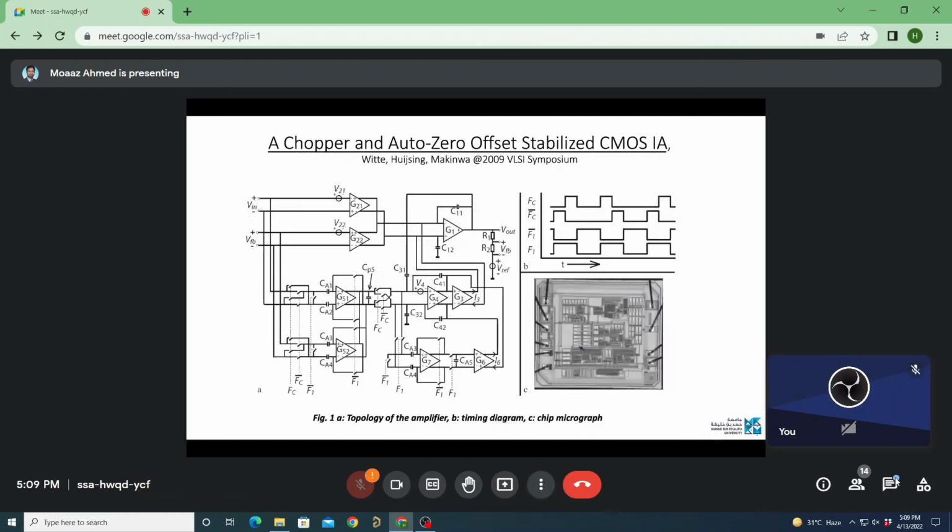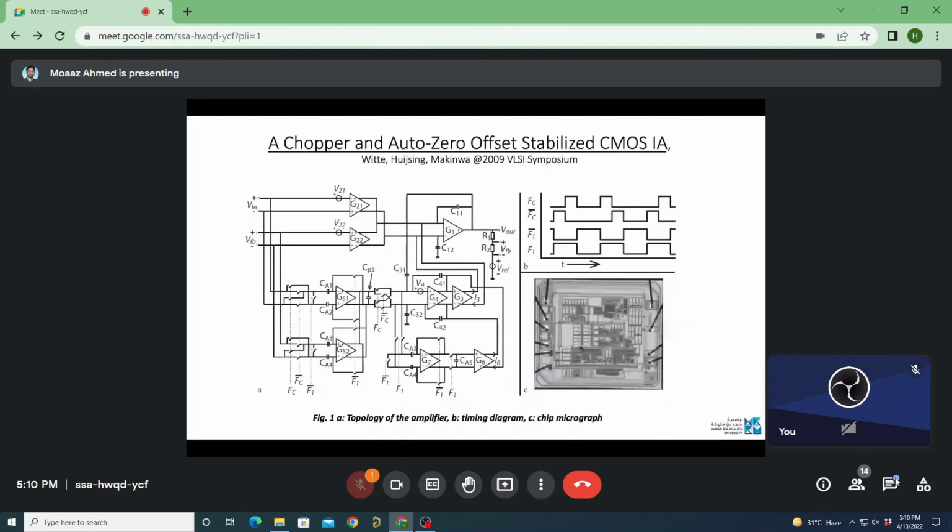The overall idea is that we are using a low frequency path and making it more accurate using choppers and auto-zeroing. With the help of this low frequency path, we are trying to get rid of the errors in the high frequency path. So this is the whole story. Such amplifiers are called chopper stabilized amplifiers.